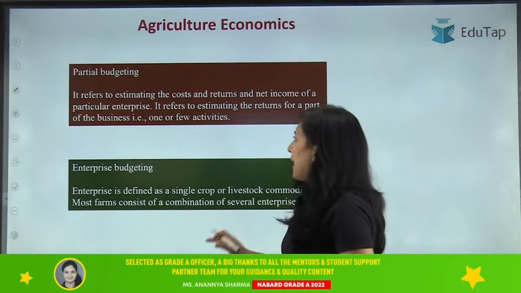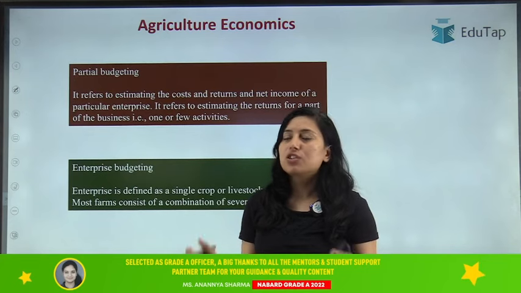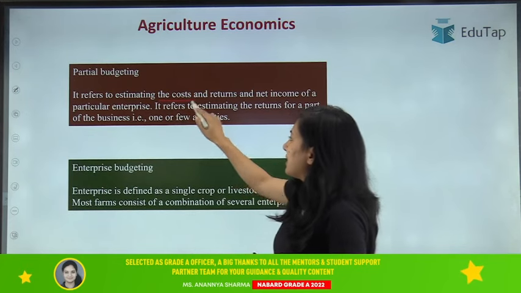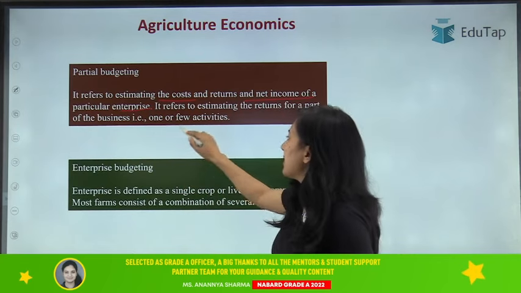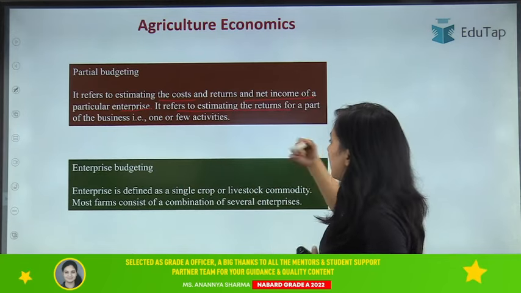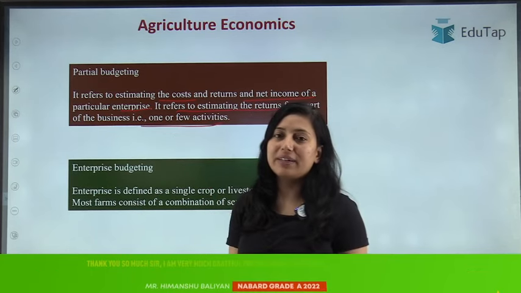First is partial budgeting. So what does partial budgeting refer to? Basically it refers to estimating the cost, return and net income of a particular enterprise. It refers to estimating the return for part of a business, that is one or a few activities.